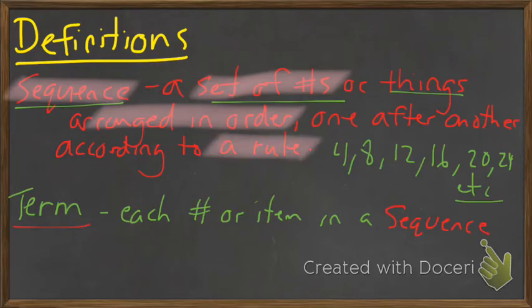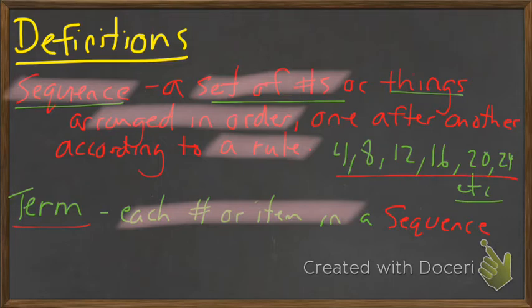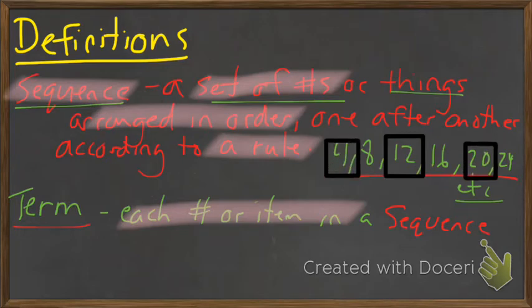Okay? Now, a term is each number or item in a sequence. So, for example, in this sequence up here, you could say that the number 12 is a term, or the number 20, or the number 4. Any one of those numbers, those are terms.